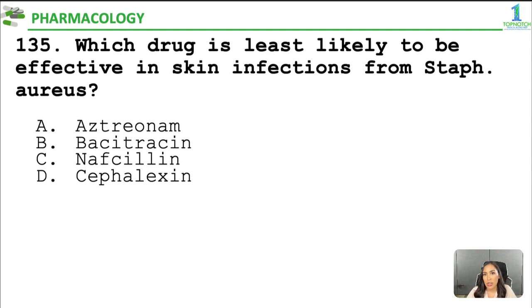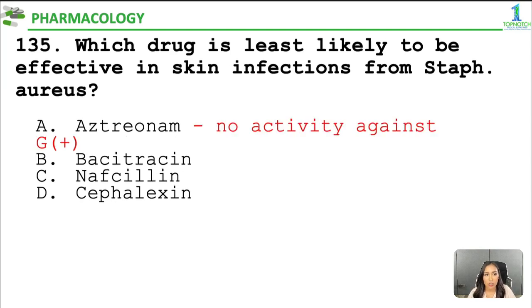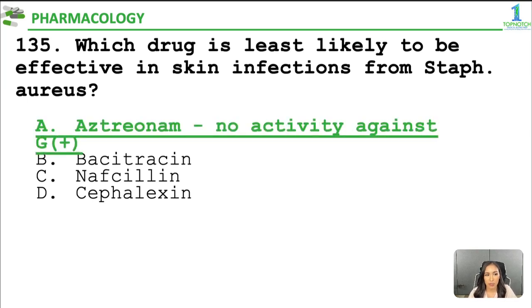Ano bang gram stain ng Staph aureus? It's gram positive, right? Among the choices, aztreonam has no activity against gram-positive bacteria. The rest, bacitracin, nafcillin, cephalexin, have good activity against gram-positive bacteria.